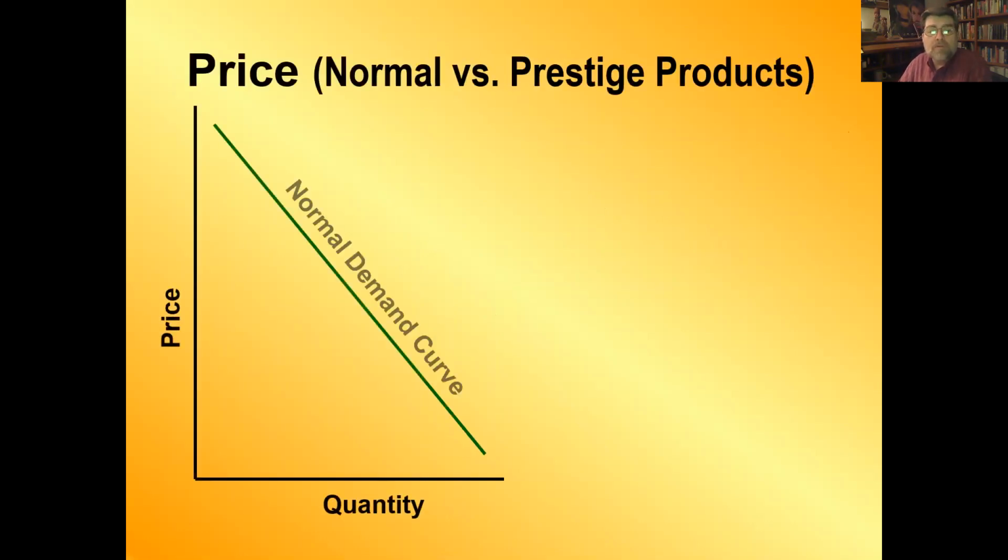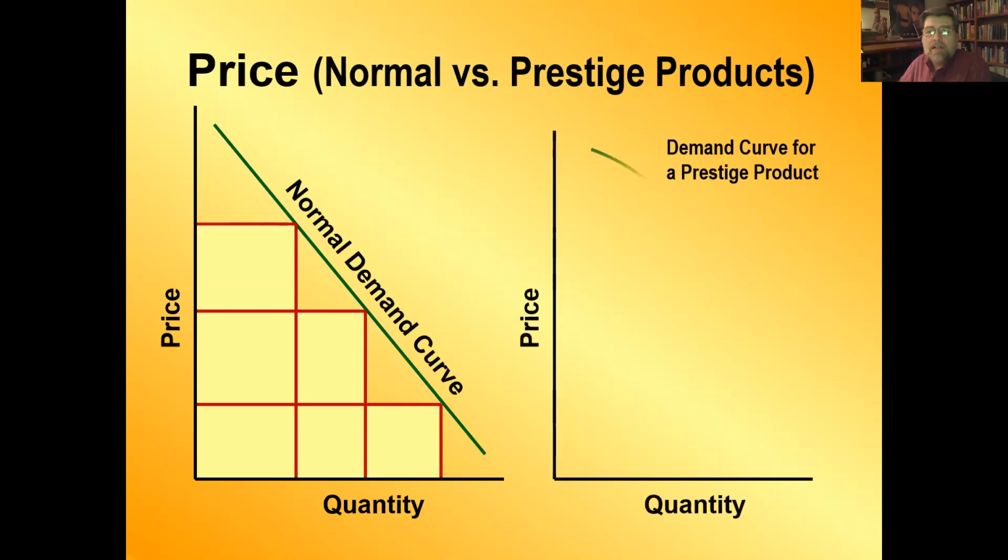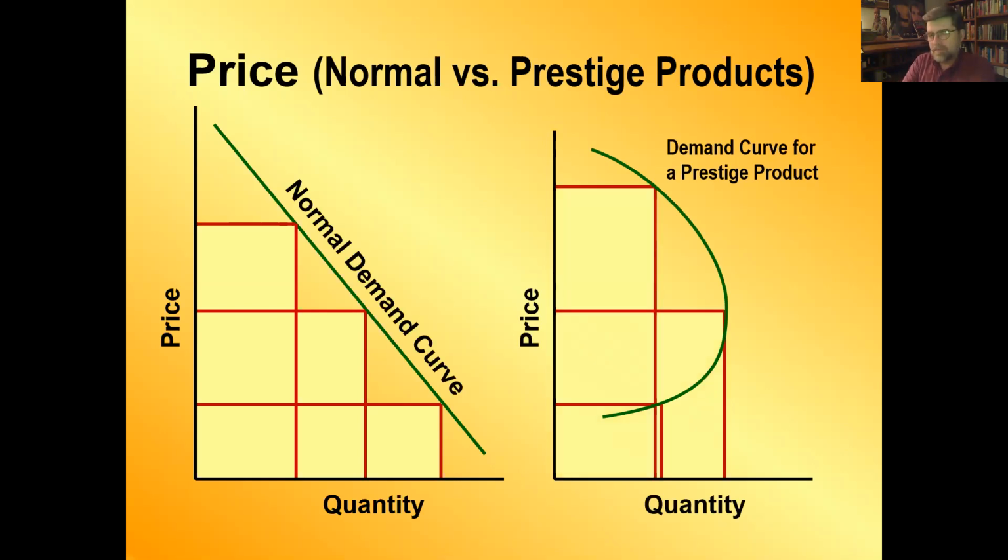Most products, as we've just seen, have a negative slope demand curve, like when we've just seen various opportunities and what will happen at various price levels. However, there are certain types of products that have a different type of demand curve, the prestige products. And here you actually see a curve that is counterintuitive, and you have various price levels.